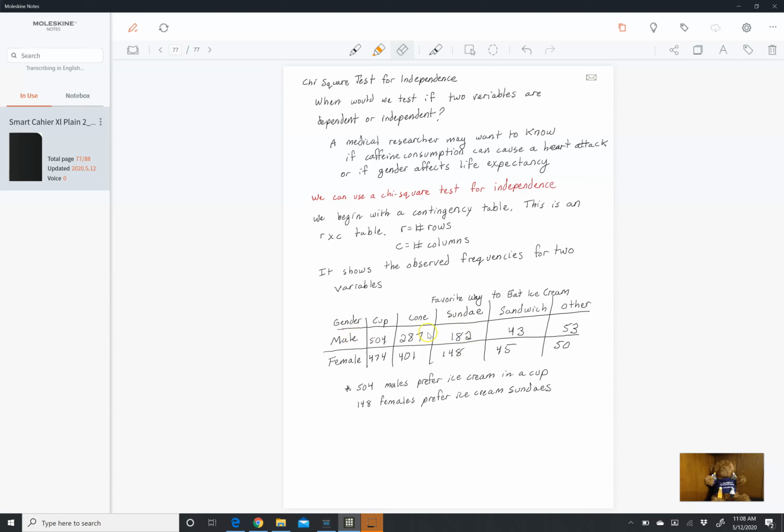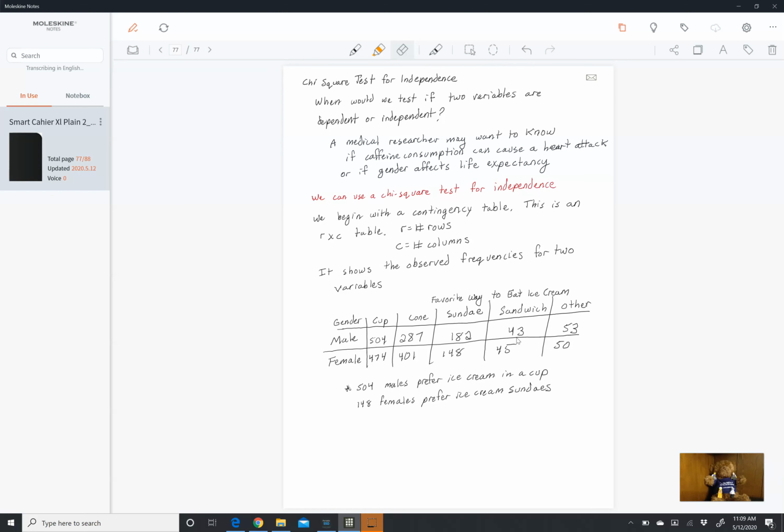So the number of males who like cones are 287 males like cones. 53 males said they prefer eating their ice cream in a different way. 45 females said that they prefer eating ice cream sandwiches. So these numbers represent the frequencies. And what we did is we said, okay, there are 88 people who prefer eating ice cream sandwiches, but 43 of them are male and 45 of them are female. So we broke this up, okay?